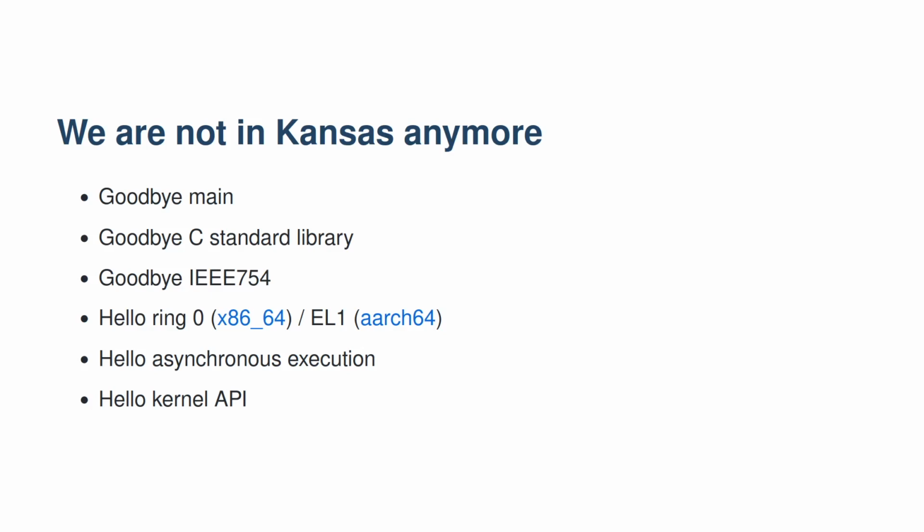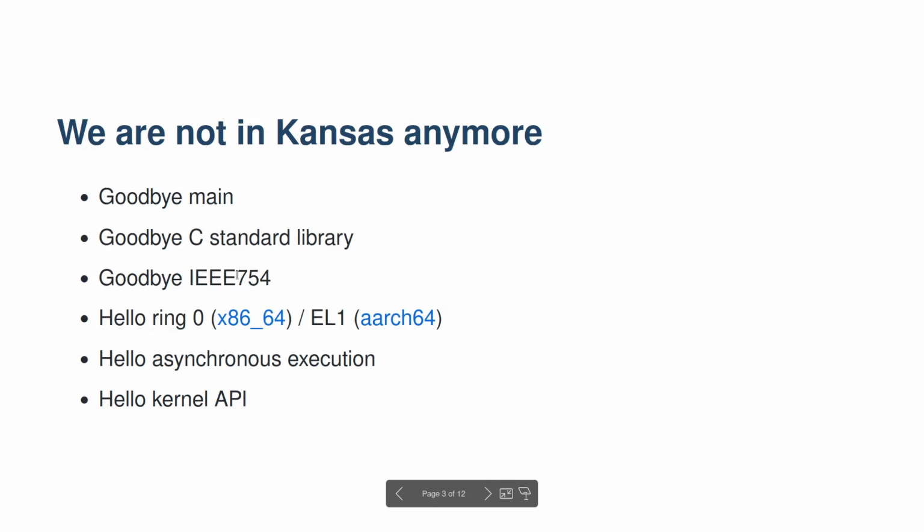So, as a quick refresher, we've seen this before, right? But when we're writing kernel code, we're not in Kansas anymore. There's no main function. We don't have the C standard library, or at least not all of it. There may be pieces of it that have been re-implemented for use in the kernel, like some of the string handling functions or something like printf, right? But it's not the C standard library. It is something different, and it's part of the kernel.